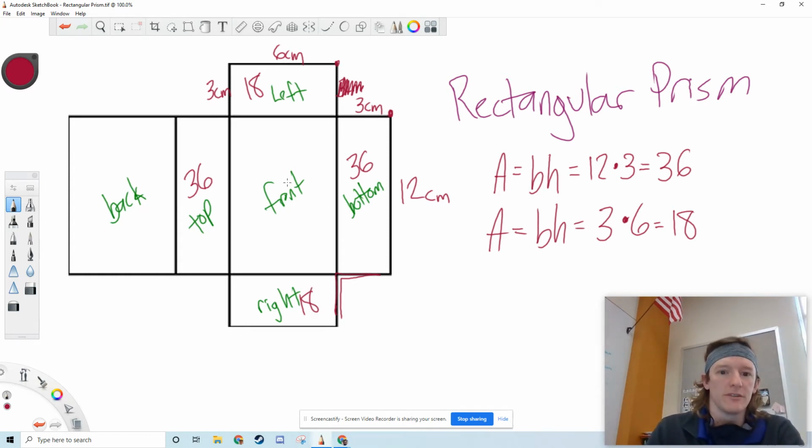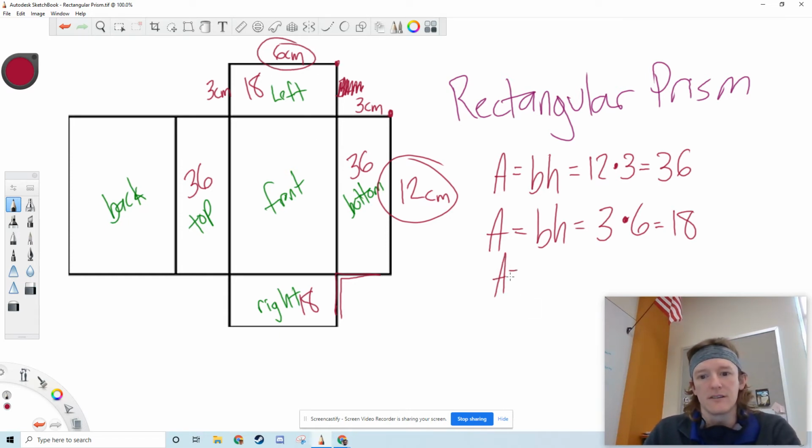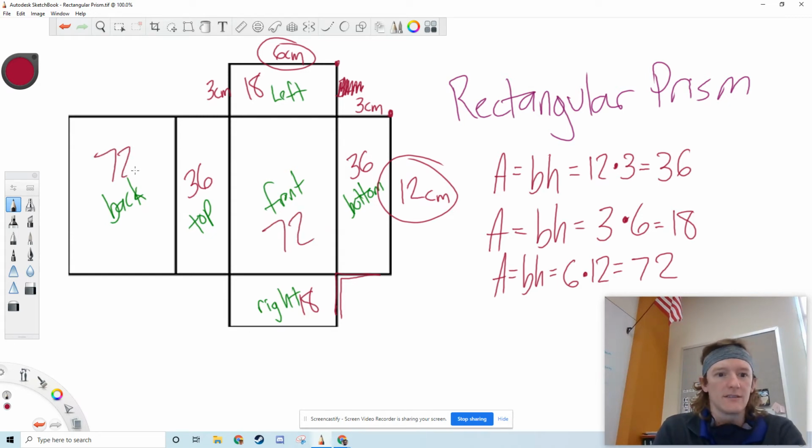Now we have this big one to do, and its height is measured over here. Its height is 12. It's given to us way over here, and its base is 6. It's given to us way up here. So area equals base times height equals 6 times 12 equals 72. So that's a 72 and a 72.